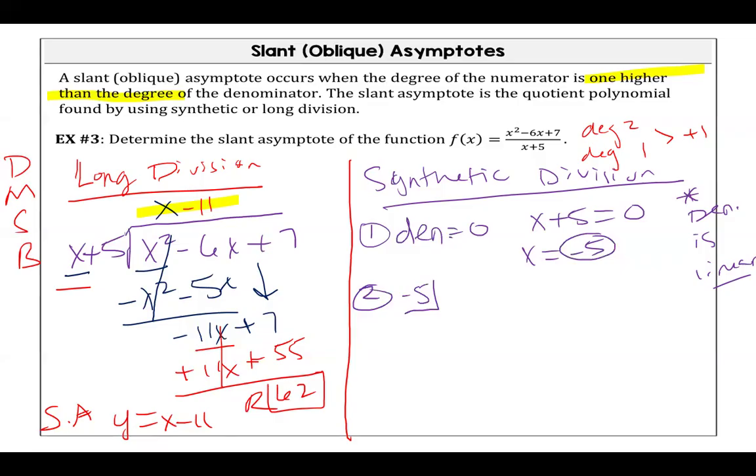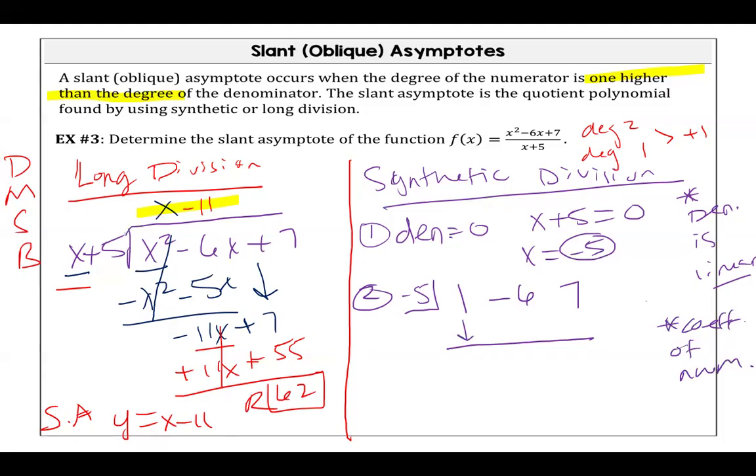All right. Now, the next part, you're going to write out all of your coefficients. You're writing out all of the coefficients of the numerator. If one of them is missing, so let's say I didn't have my x term, I would put a 0 in its place. So if something is missing, we always put a 0 in its place. But am I missing anything? No. I have a 1, I have -6, and I have +7. And that is the setup for synthetic division.